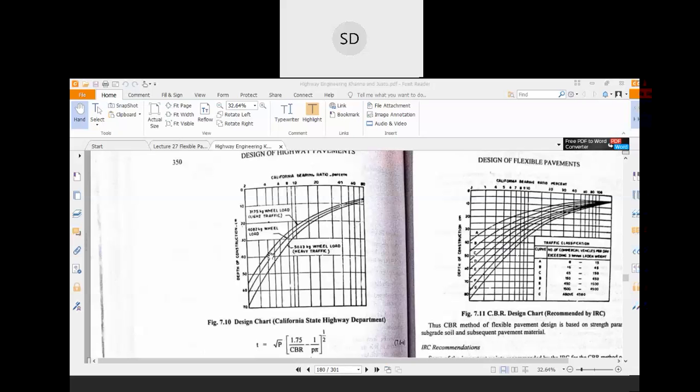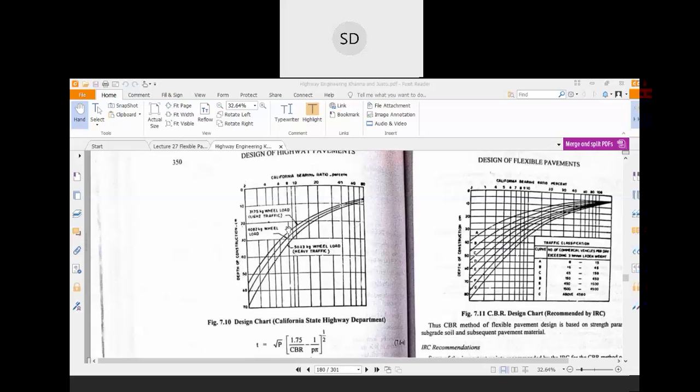Here the traffic load is 200 commercial vehicles per day, or medium traffic. That is also mentioned in the question. So for the medium traffic, the middle one is your curve, and your CBR value is given as 5%. So for the 5% CBR value and medium traffic, your section would be 38 centimeter. So this is simple.